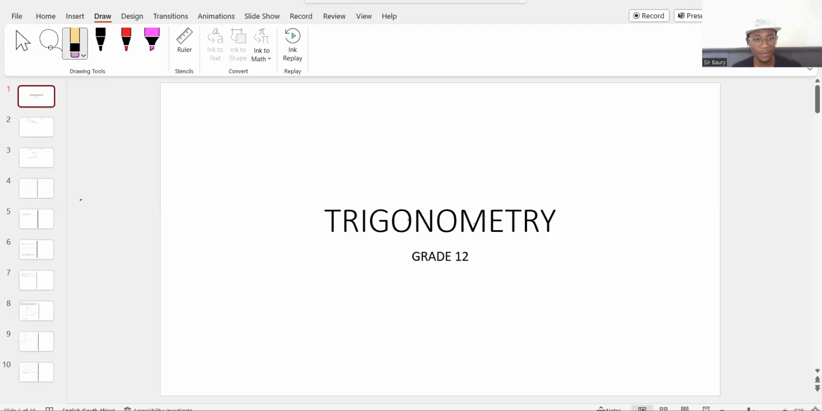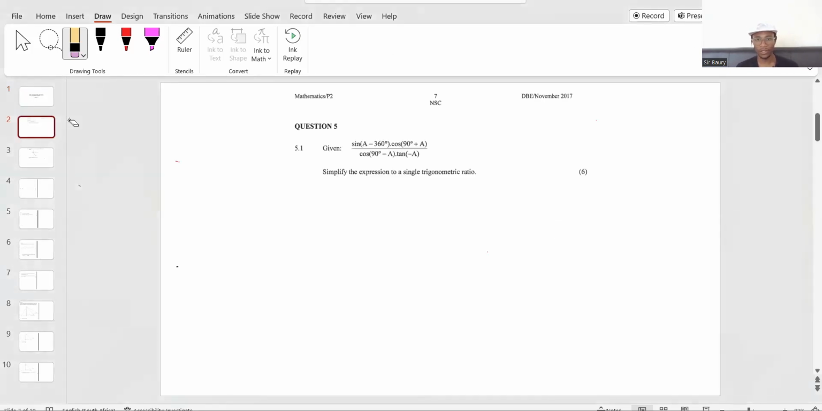Okay, coming back to 2017 paper two. This was from the Department of Education, of course. So right here you are given a trig expression, right? So you're required to simplify. Simplify the expression in a single trigonometric ratio.